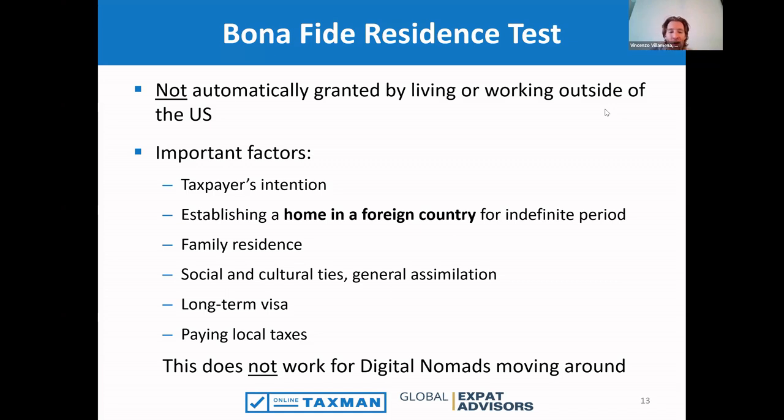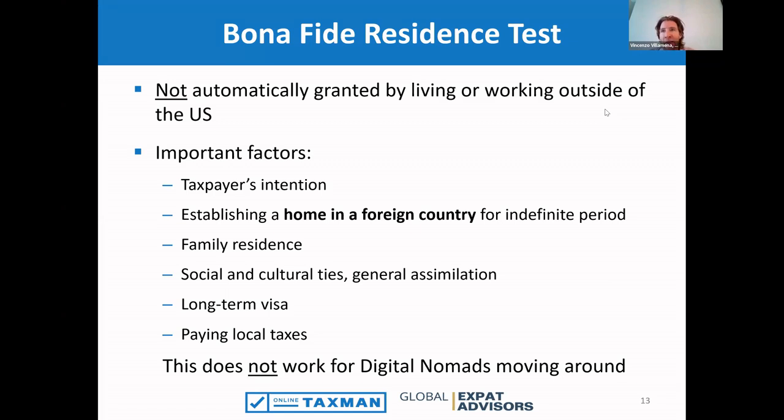Of course, this does not work for digital nomads moving around. You do have to be in that said country. There's no bright line on how many days you have to be in your resident country. Of course, I would say at least 3, 6, 9, almost a year.